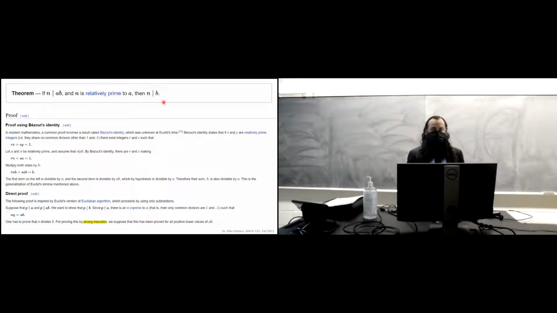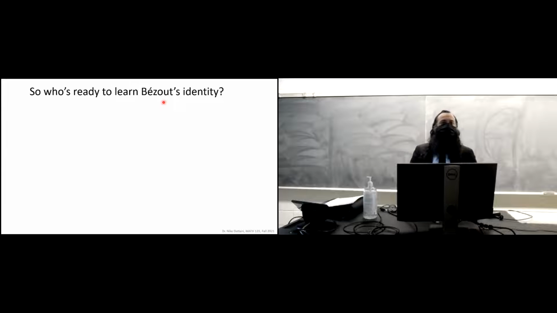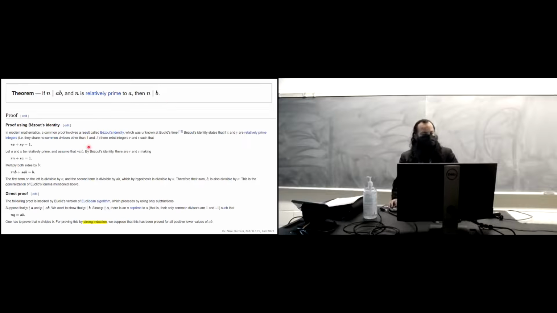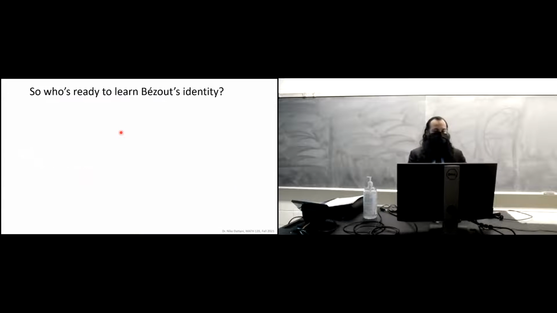Once you start trying to prove it, you realize, wait a minute, is this theorem even true? That's part of this course. So who's ready to learn Bézout's identity? No one is ready to learn Bézout's identity. Okay, well, Bézout's identity is powerful because with Bézout's identity, you can prove this in one line. Well, a few lines, I guess, but it's powerful. It's able to prove the thing that no other technique was able to prove for us other than strong induction.